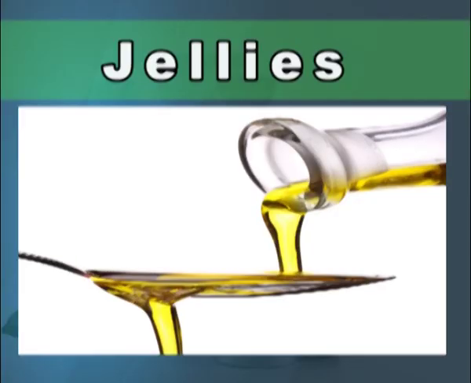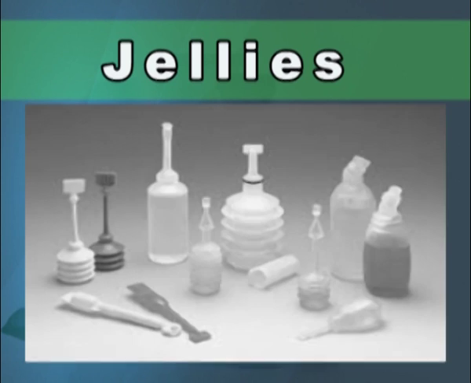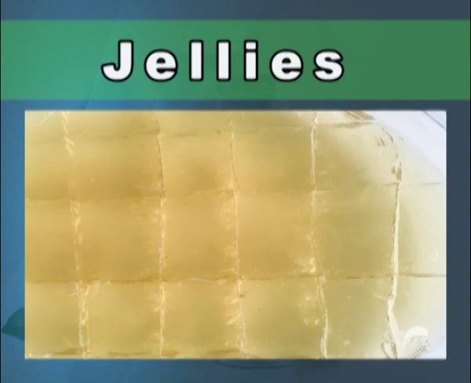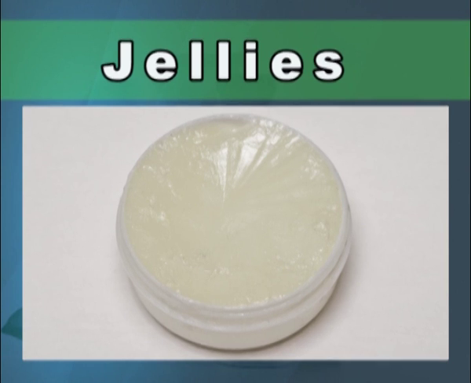What are jellies? They are transparent or translucent, non-greasy semi-solids and contain more water than gels. These are used as lubricants for surgical gloves, catheters and rectal thermometers. Therapeutic jellies are used for contraceptive purposes, which contain surface active agents to enhance the spermicidal properties of the jelly.